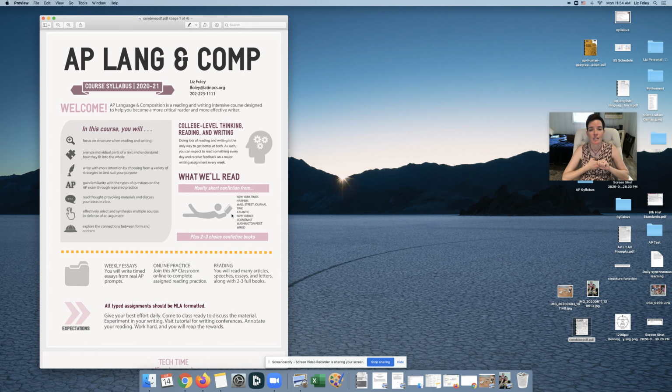The second type is called the synthesis essay. This is where students have to use multiple sources and cite them in order to take a position on an issue. And the third one is called a rhetorical analysis that we'll get to in the third quarter. That's where students look at a professional piece of writing and they have to pick it apart and explain what makes it work. Those are the three major tasks on the AP exam. We'll be practicing one of those per quarter.